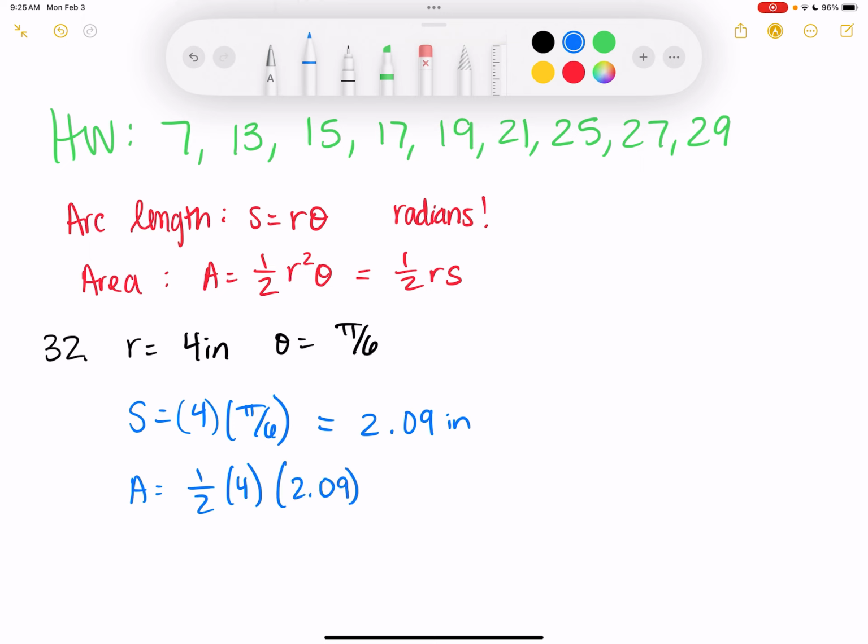And on your calculator, when you have the answer that you just used and you're multiplying it by something else, just hit multiply and it keeps the answer, so you're not using a rounded answer to do it. And we get 4.19 inches squared. So area is still units squared for this stuff.